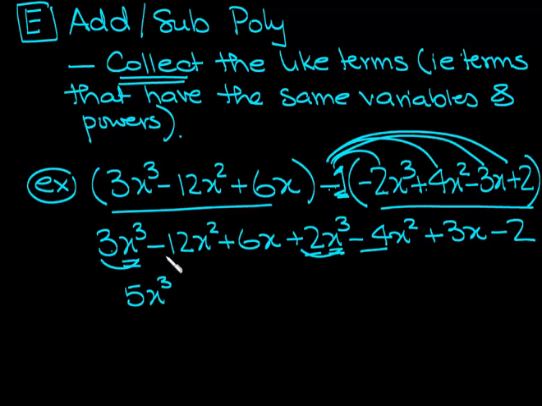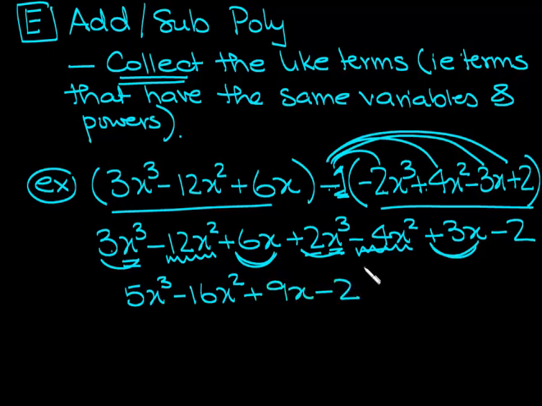Then I have -12x squared minus 4x squared. Okay, so we get -16x squared. And then we have 6x plus 3x, so that gives me 9x, and then we just have a negative 2. So there's your answer.